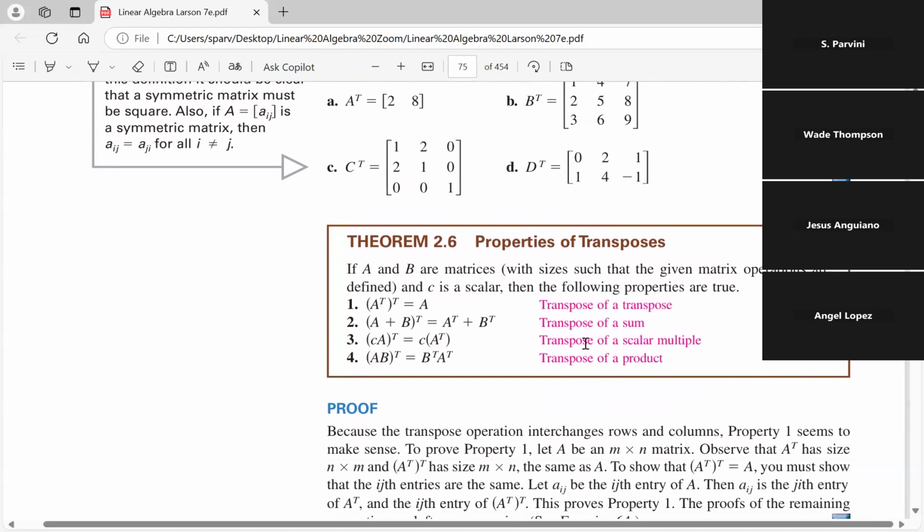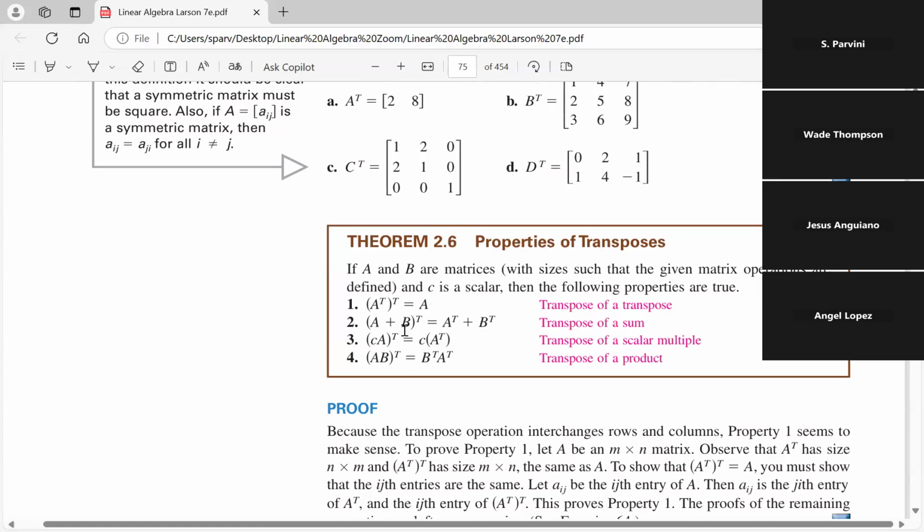Now, here's the property of transpose. The properties of transpose, suppose we have A and B are matrices such that the operations are defined. When you do transpose of a transpose, you get the matrix back. So it's like turn the row into column and then turn the column back into a row. That's what this does. So transpose of a transpose gives you the original matrix.